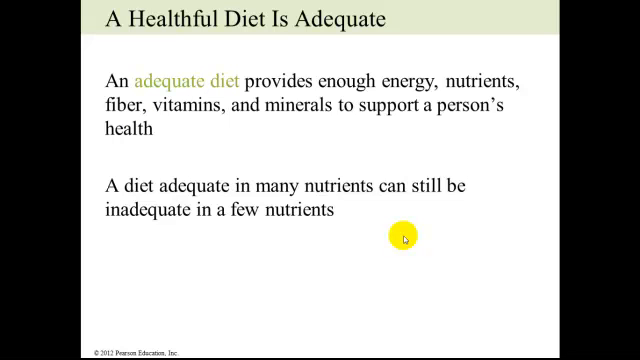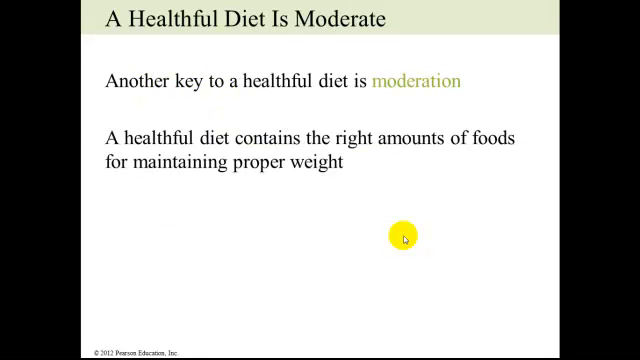A diet that is said to be adequate provides enough energy, nutrients, fiber, vitamins, and minerals to support a person's health. Now, a diet that is adequate in one nutrient may be inadequate in a few other nutrients. So an important component of a healthful diet is not only that it's adequate, but that it's also moderate. A moderate diet refers to a diet that has the right amount of foods for maintaining a proper weight, and the right amount of carbohydrates to prevent high blood sugar, things of that nature.